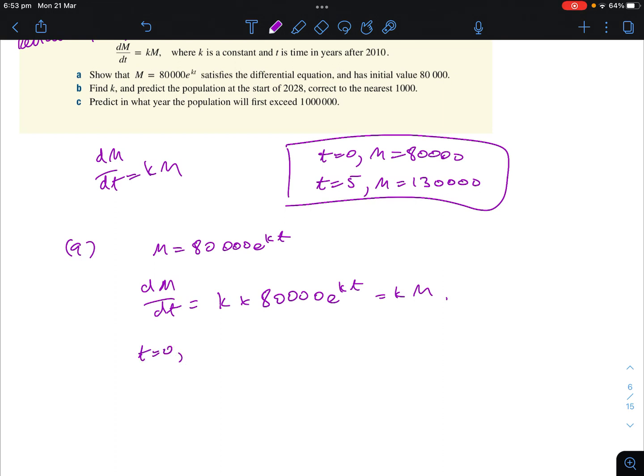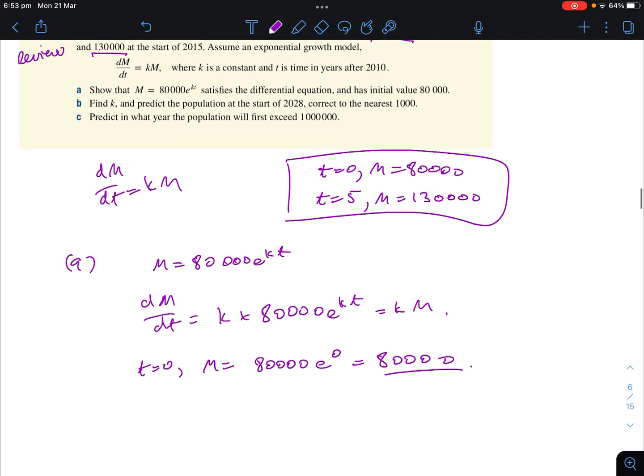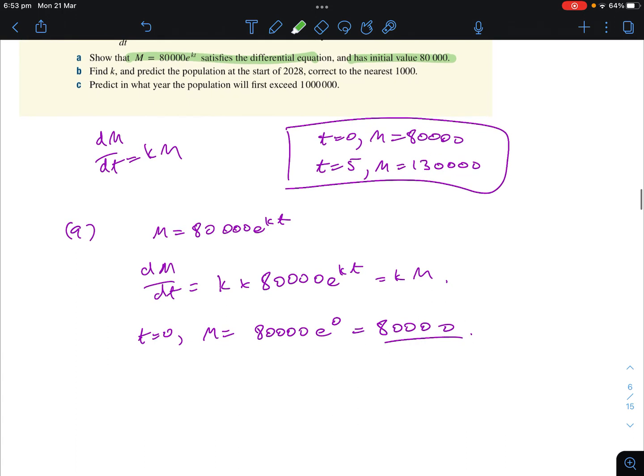So M has an initial value. When t equals 0, M equals 80,000 e to the 0, which is 80,000. So the initial value of 80,000 works, and this satisfies the differential equation.